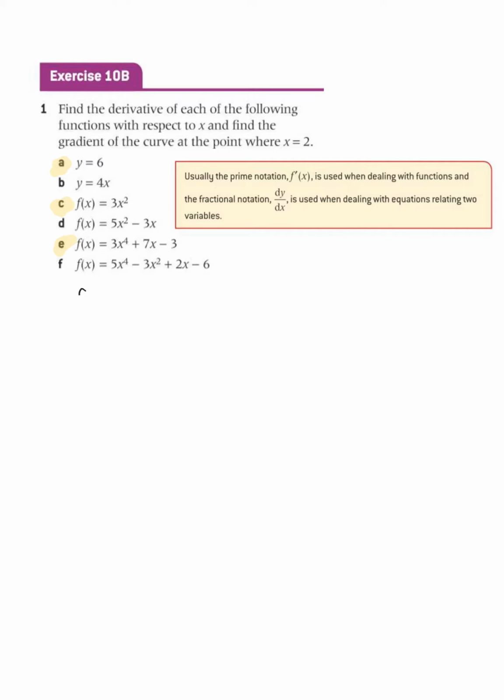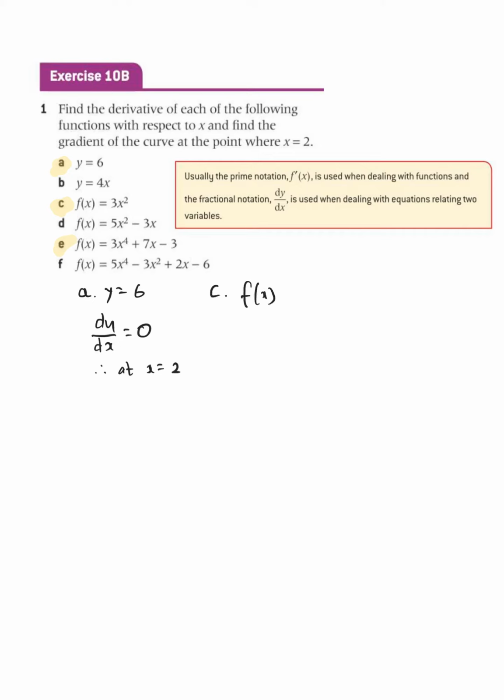Okay, the first thing we need to do for A is write it and then take the derivative of that. That's a constant, so dy dx is 0. Therefore, at x equals 2, dy dx equals 0. In fact, this is a horizontal line that runs through y equals 6, and so the gradient is 0 for the whole line, for all values of x there. So that's A.